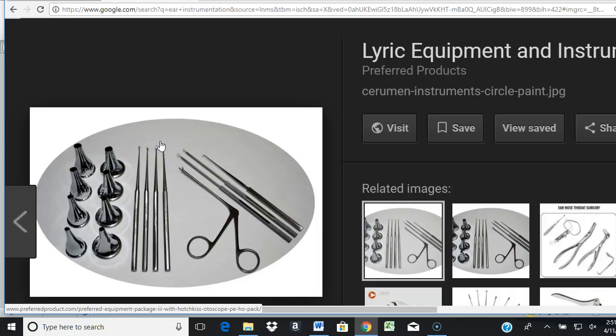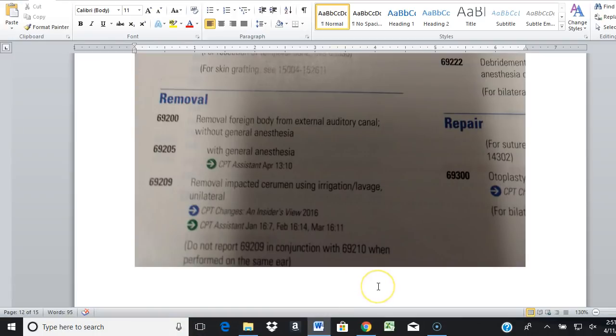So again, we need to be careful. How are we doing this? Are we using basically a flush? Are we using instrumentation? That's what's going to be the big one. Again, these are unilateral. So if it's unilateral, use RT or LT. If it's bilateral, use modifier 50.